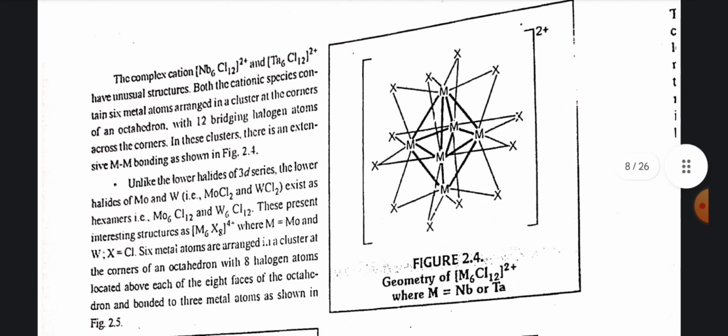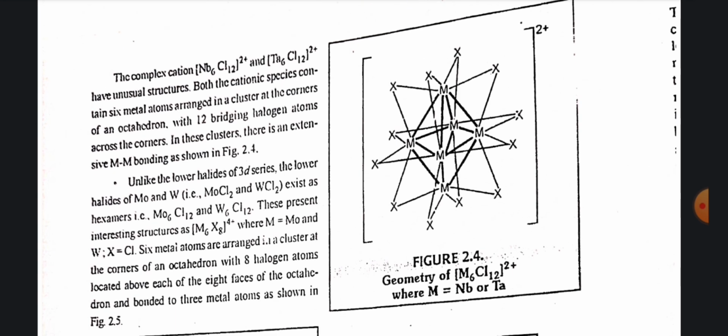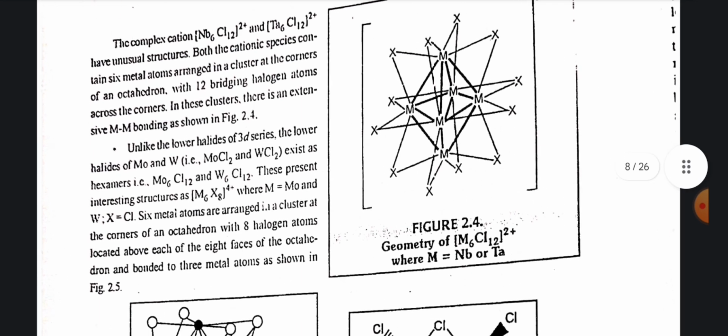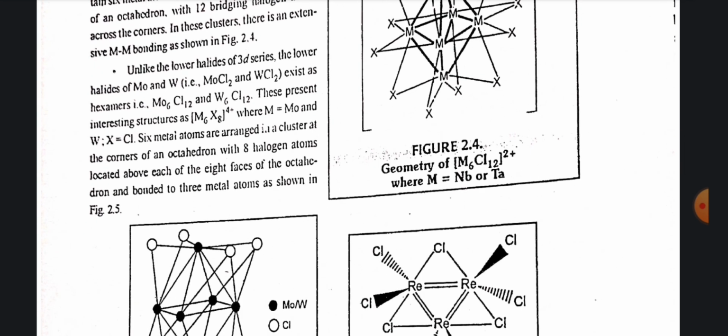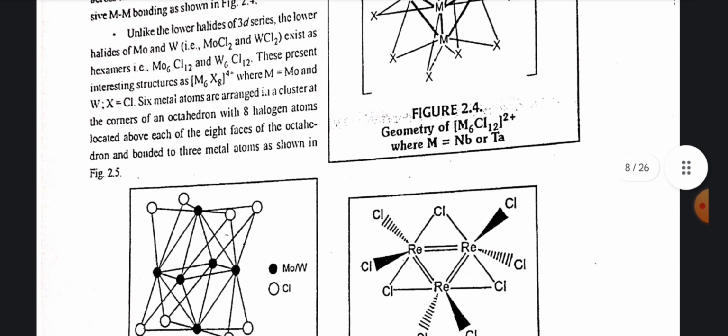Unlike the lower halides of the 3d series, the lower halides of Mo and W exist as hexamers, that is M6X12. These present interesting structures, where M equals Mo and W, and X equals Cl. Six metal atoms are clustered at the corners of an octahedron with eight halogen atoms located above each of the eight faces of the octahedron and bonded to three metal atoms, as shown.